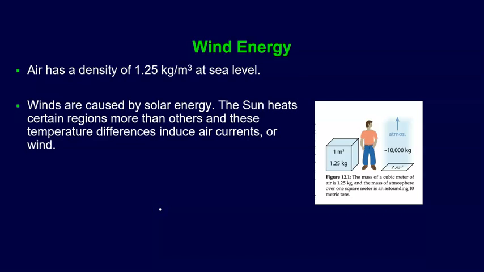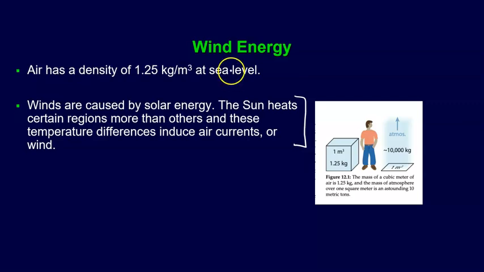Now with wind energy, where does this come from? Well, like a lot of the other kinds of energy we're dealing with, winds are caused by solar energy. The sun heats up certain regions more than others, and these temperature differences induce air currents or wind. Now, with wind, it's kind of difficult to talk about because it's hard to pick one little tiny piece of wind.